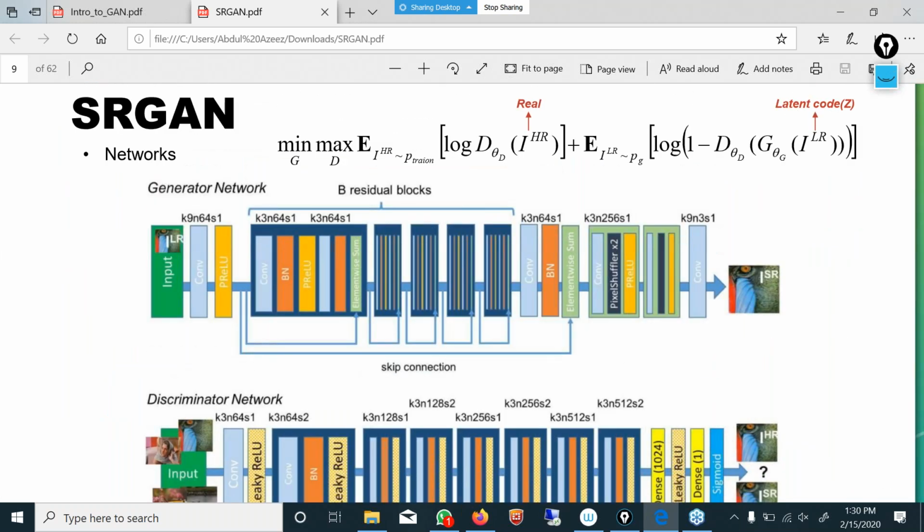So it is similar to whatever loss function you saw over here. The loss function is the real one, and this latent code is the ILR. ILR means instead of sending some random noise, you are sending a low resolution image. That is low resolution, high resolution image, real data. Cool. So the generator part is a deep convolution network.